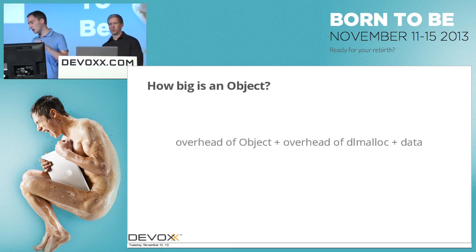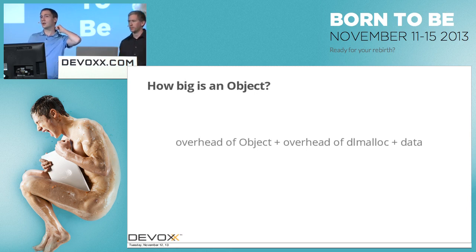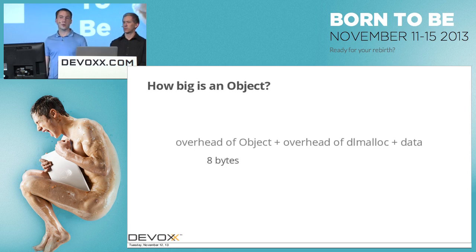And so now we're going to look at how big objects are in Dalvik, so you have an idea of how much memory you're actually consuming every time you create a new object. So the size of an object is pretty easy to compute. You have the overhead of the object structure in the runtime itself. There's the overhead of dlmalloc. dlmalloc is the malloc implementation by Doug Lea. That's what we use to allocate memory on Android at the native level. And then there's the data that you declare in your object, so all your fields. The overhead of the object structure is exactly 8 bytes. dlmalloc will be 4 to 8 bytes, so most of the time it's going to be 8 bytes.